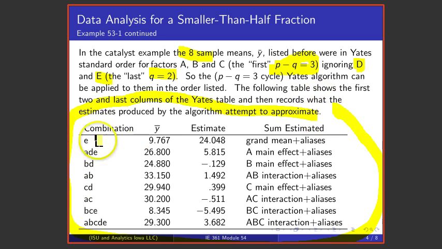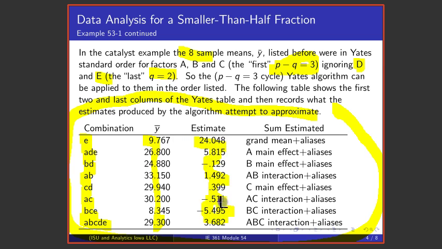If you look carefully at the combinations listed in this first column and ignore factors D and E, you should see that the combinations have been listed in Yates standard order as regards factors A, B, and C. One then puts the Y bars in that same order, and then after 3 columns of the Yates additions and subtractions and division by 8, which is 1 over 2 to the 3, that is 2 to the 5 minus 2, one gets these estimates.